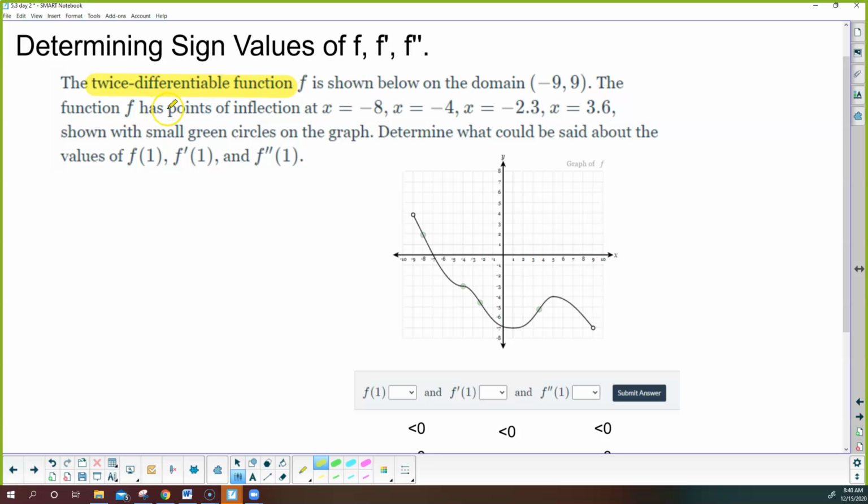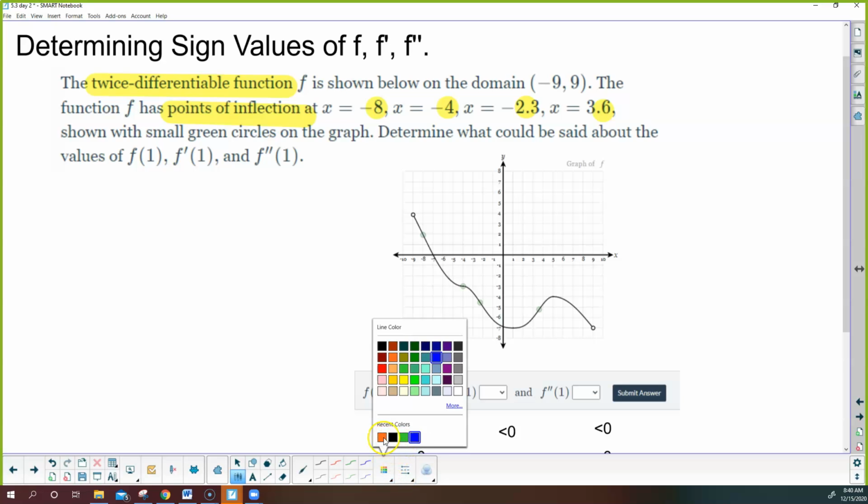And then they tell us that we have points of inflection at each one of these values. And they have small little green circles. So these green circles are the spots where we change concavity. I know that because of the definition of point of inflection. So that actually helps me identify pieces of the second derivative.